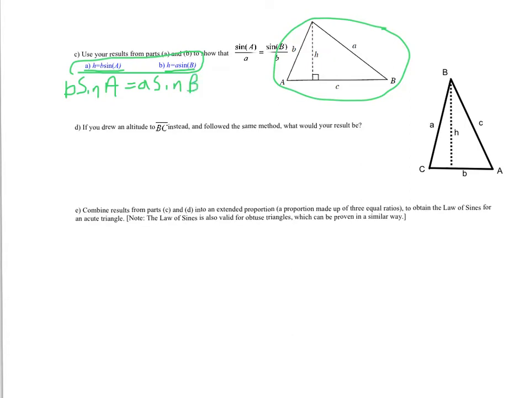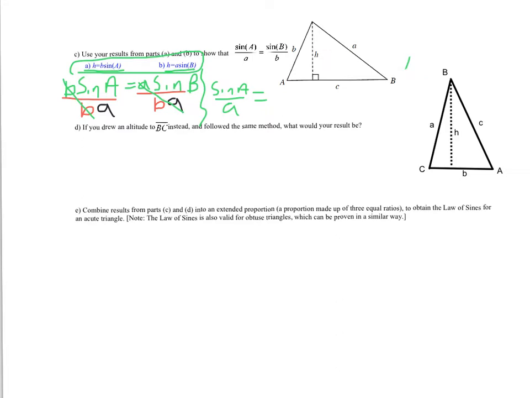Now I'm going to divide this side by B and this side by B. At the same time, divide this side by A and this side by A. So I'm basically dividing both sides by A times B. What that leaves me is these B's cancel, those A's cancel, and I now have the sine of angle A over A equaling the sine of angle B over B. So we just proved that statement to be true.